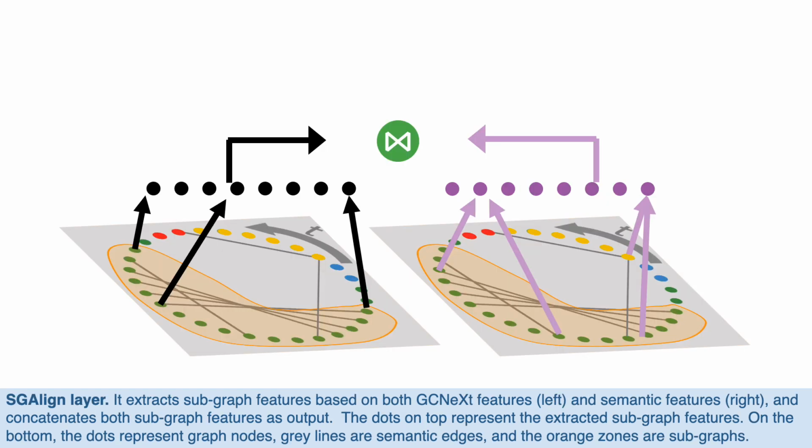Here are the details of the SD-Align layer. It extracts subgraph features based on both GCNeXt features shown on the left and semantic features shown on the right, and concatenates both subgraph features as output. The dots on top represent the extracted subgraph features. On the bottom, the dots represent graph nodes. Gray lines are semantic edges, and the orange zones are subgraphs.